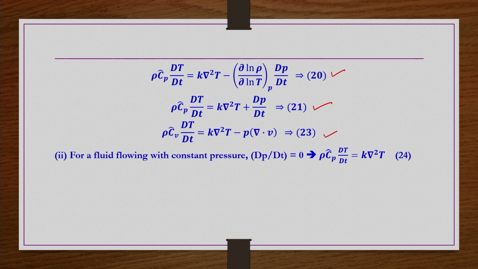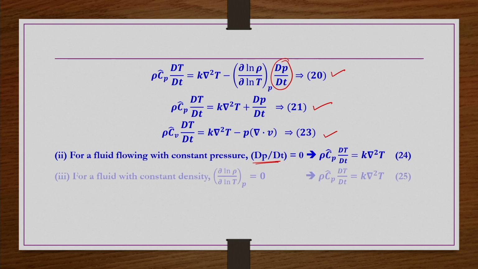Now, let us say you have a fluid flowing at constant pressure. If the pressure is constant, then capital DP by Dt is going to be 0. So, in this equation, if you write capital DP by Dt equal to 0, then you have only rho Cp DT by Dt is equal to k del square T. Then if you have a fluid with constant density, again dou ln rho by dou ln T at constant P is equal to 0. So this part is 0 anyway. Then again we have rho Cp tilde capital DT by Dt is equal to k del square T.